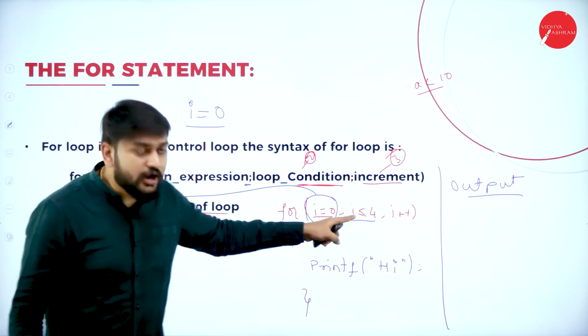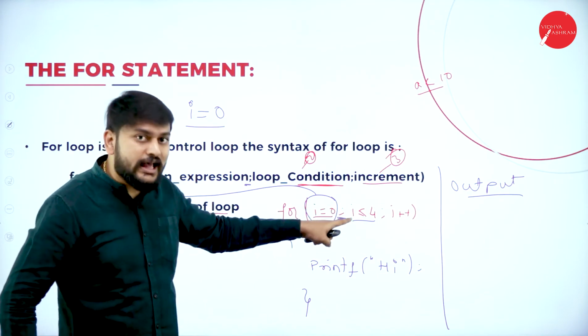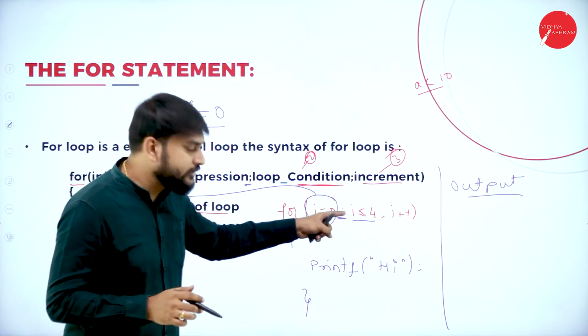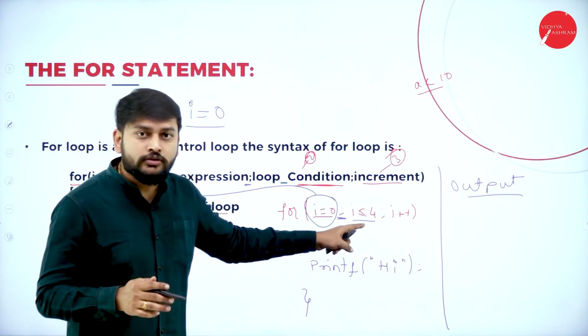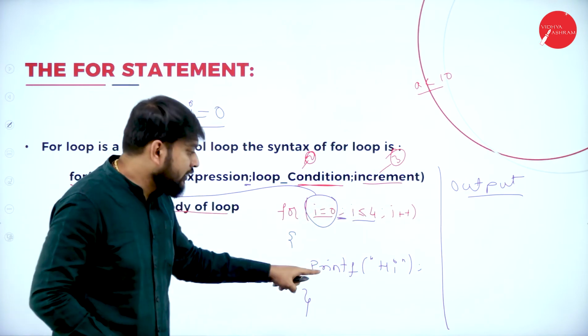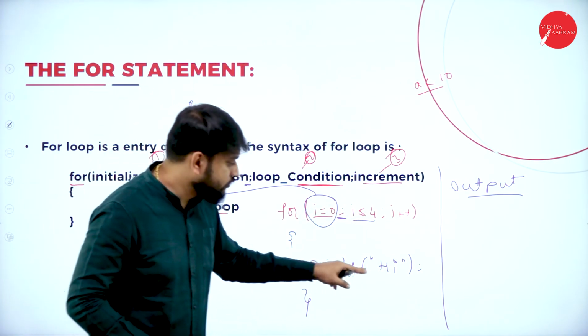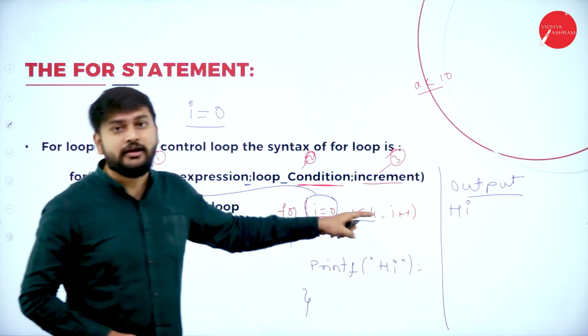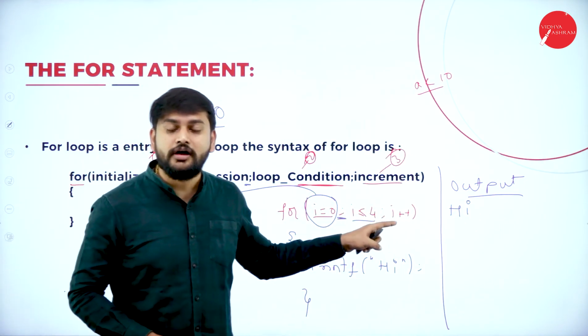So it will check the condition. Is it less than or equal to 4? Yes, the i value is 0, so 0 is less than 4. This condition is true. If this condition is true only, then it will go inside. So fine, this will be printed. It will print hi, and then it will increment the i value.